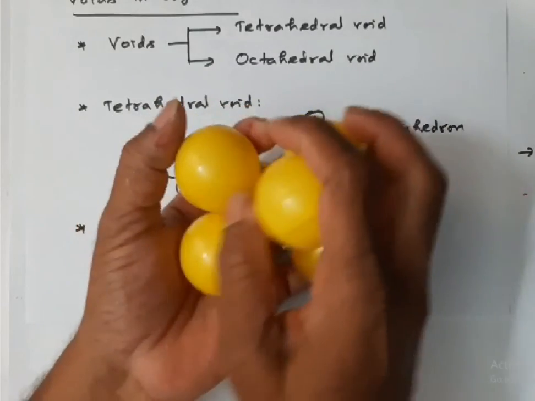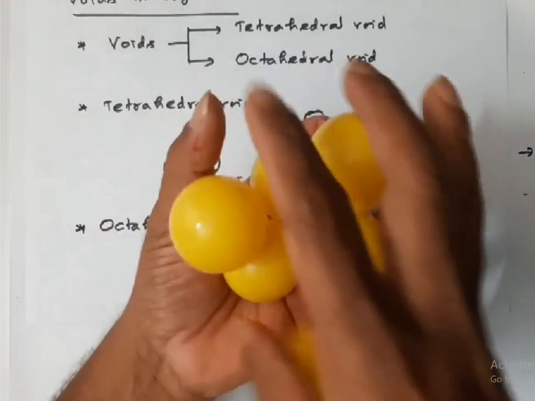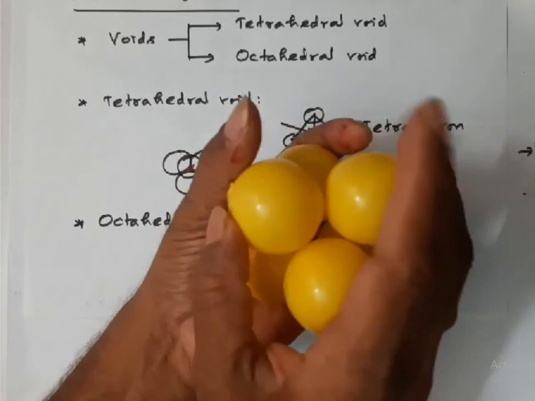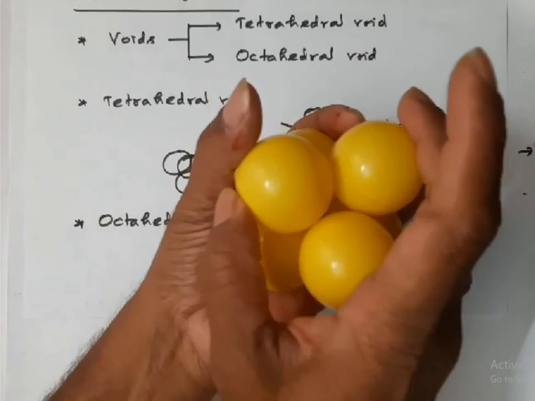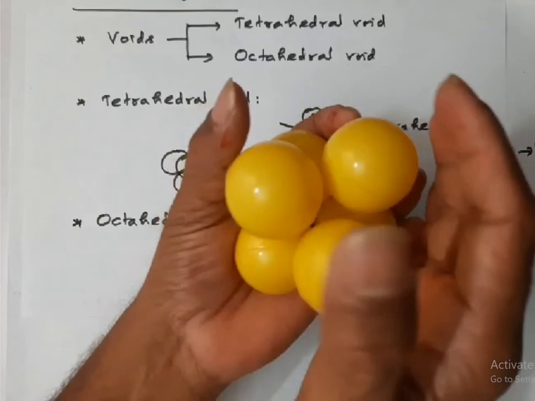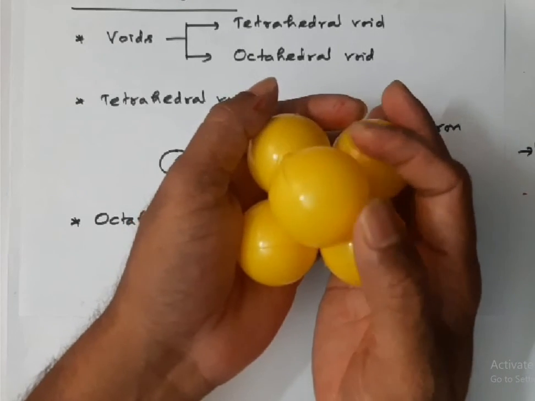Okay, let me show you again. I took 3 atoms and I'm placing 3 atoms above like this. Now this structure is an octahedron. How to understand whether it is an octahedron or not? For this, I'll just turn it like this.